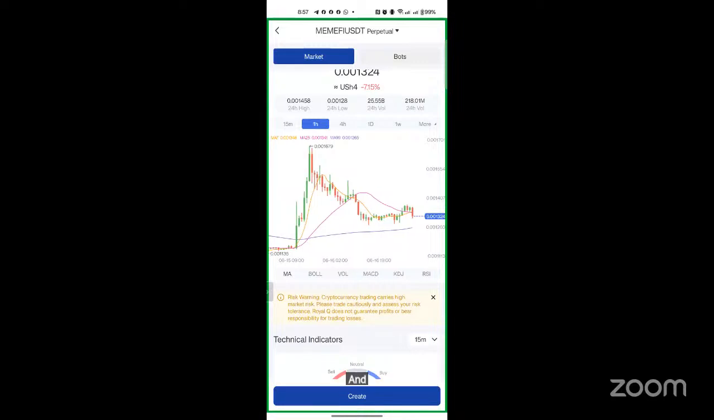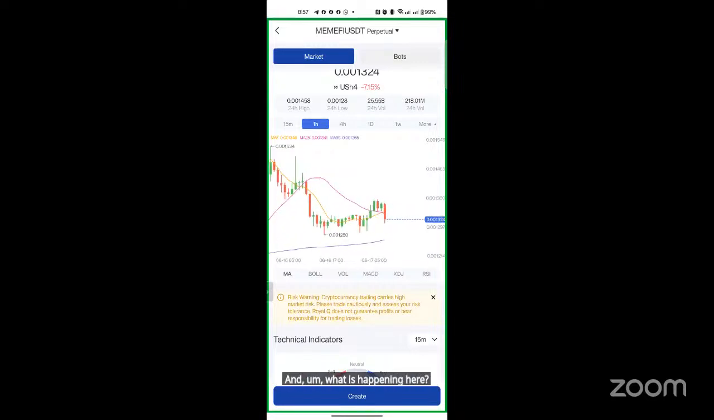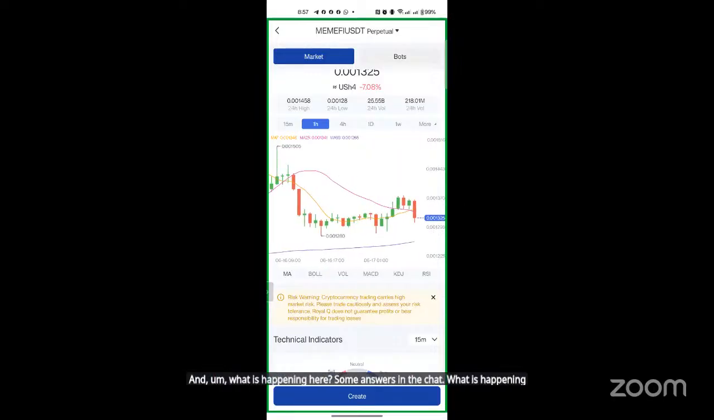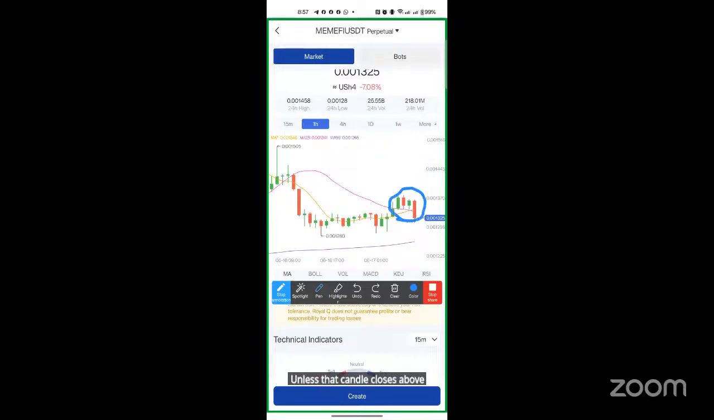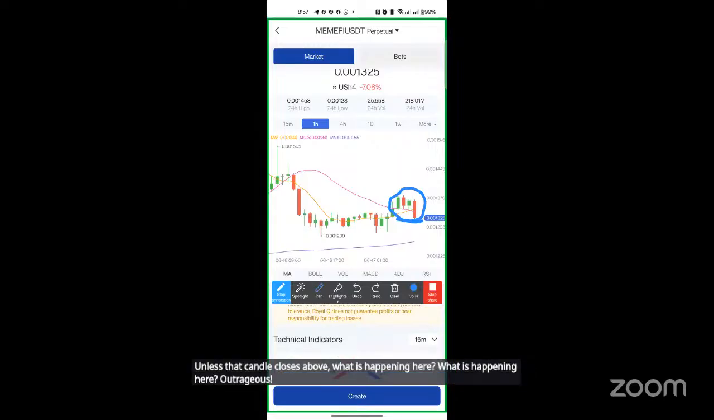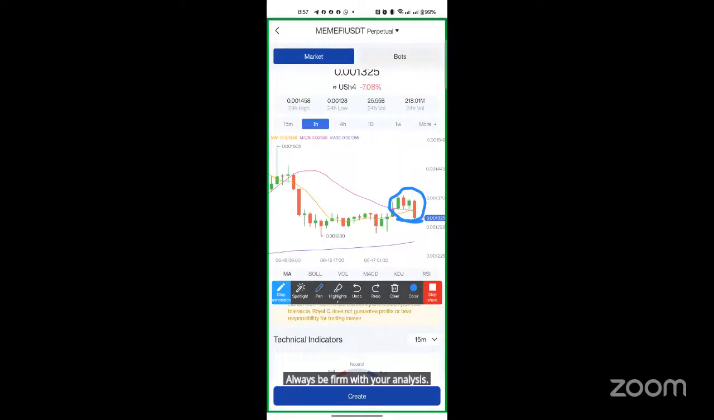And what is happening here? Some answers in the chat. What is happening here? Unless that candle closes above. Always be firm with your analysis and then remain calm.